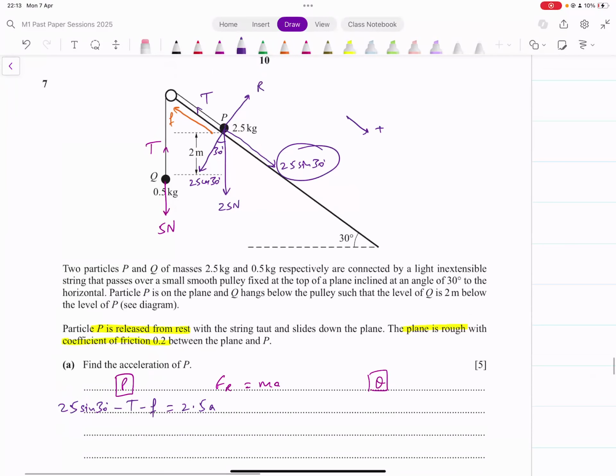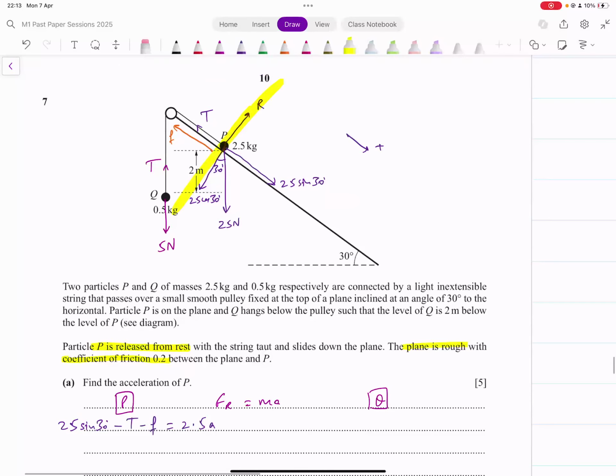Perpendicular to the surface, there's no movement, right? So these forces have to be equal to each other. R should equal 25 cos 30, right? Cos 30 is root 3 over 2. So that becomes 25 root 3 over 2. So R is equal to this, right? We just equate these two forces. R should equal 25 cos 30. So we have the value of R there.